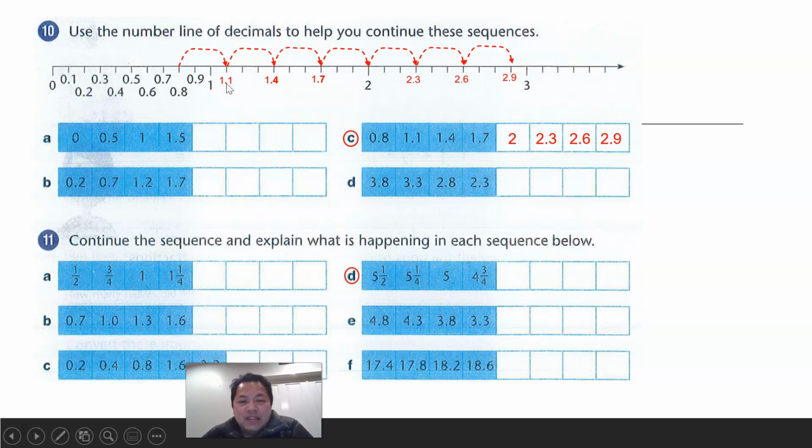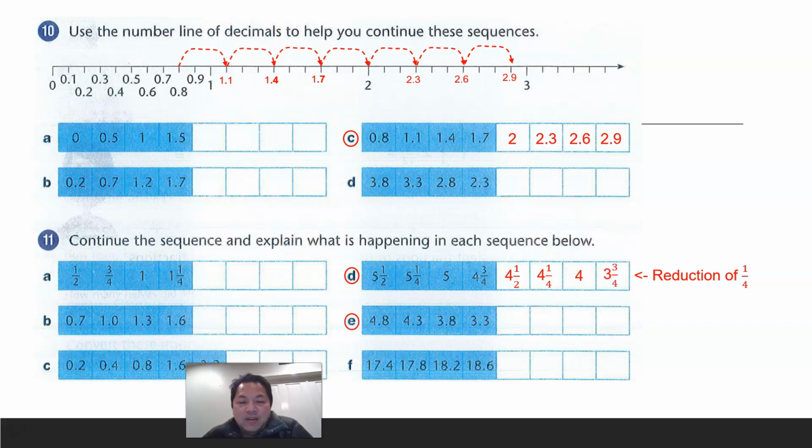And then what about D? Yep, 11D. Looking at 11D, again, you got to establish what is the rule. By staring at the fractions, I actually see a pattern. There's a decrease of a quarter from one to another, isn't it? So there's a reduction of a quarter. From there, I move down, 4 3/4, and you minus 1/4, you get 4.5. Minus another quarter, you get 4 1/4. Minus 1/4, you get 4. Minus another 1/4, you get 3 3/4.